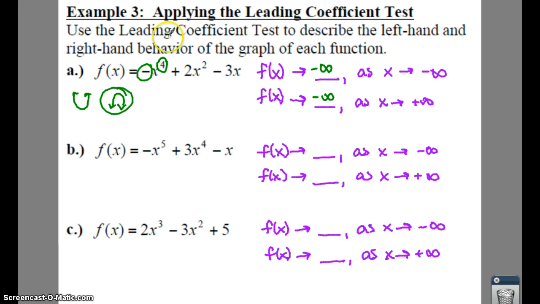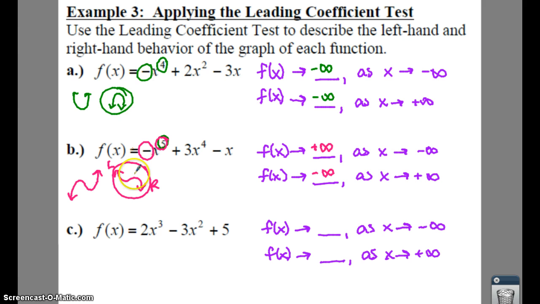Now if we go to B, here we have where your degree is odd. Your degree is odd, so your graph is either going to be going something like this or something like this. And if your a is negative, that means you're going to have the graph that is going down from left to right. So on the left side, your y value is going to positive infinity, and on your right side, your graph is going to negative infinity. So remember, for even functions, these are always going to be the same, and for odd functions, these are always going to be different.